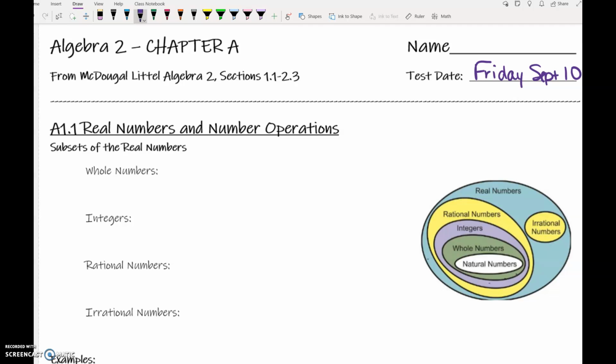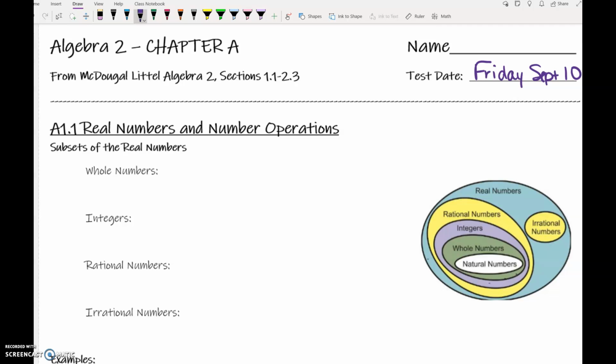First thing we're going to talk about is the types of numbers, types of real numbers. So this turquoise bubble is all real numbers. Real numbers are basically every number that you can think of. At some point, we'll start talking about imaginary numbers, but we're not there yet. Inside real numbers, there's natural, whole, integers, rational numbers, and irrational numbers.